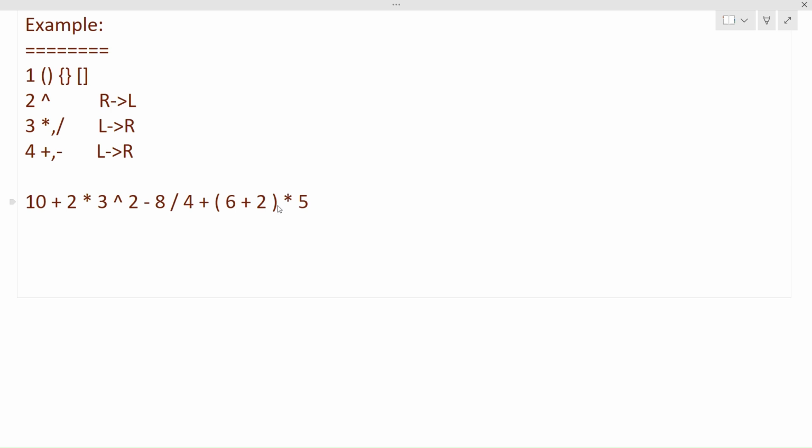Okay, I hope you are getting this. 6 plus 2. First we solve this 6 plus 2, then this 6 plus 2 becomes 8, and the remaining all will be same. Okay, next we can see this power, yes, this has the second precedence level, so this needs to be solved first. So let me try to solve this. And 3 power 2 is 9, 3 square, and let me paste this also.